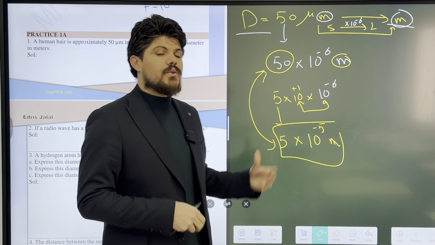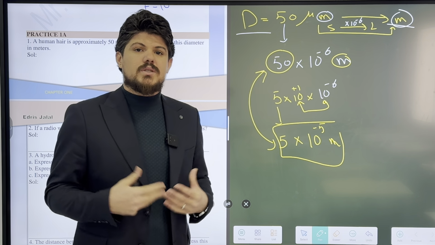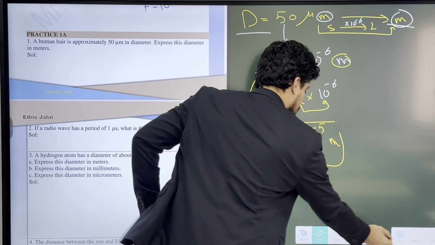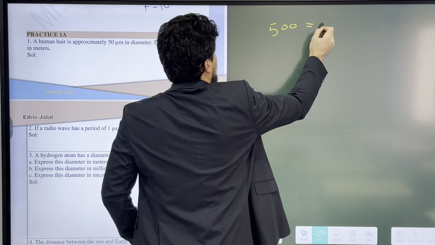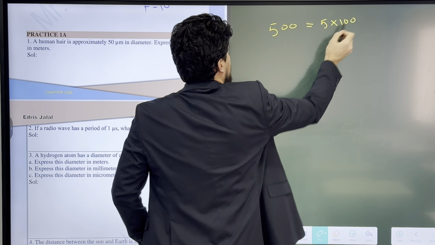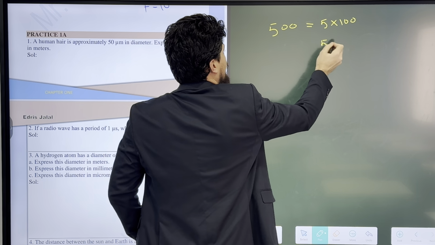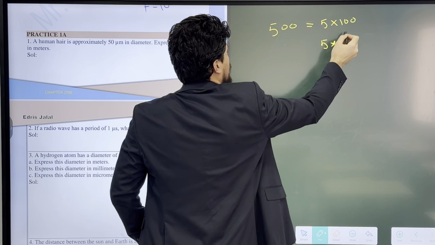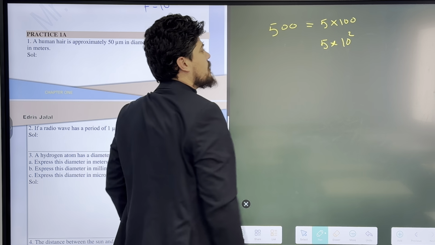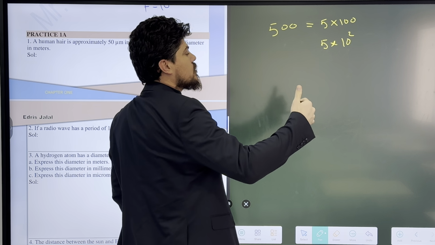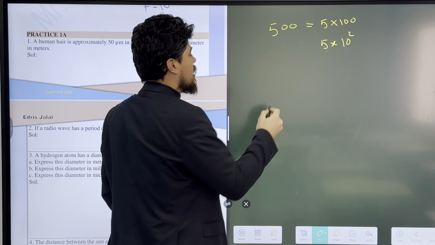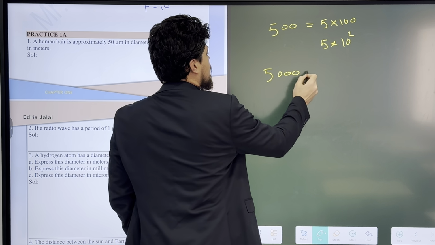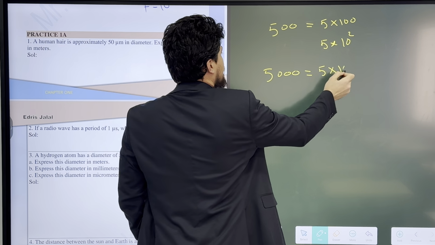In the case if you have 500, how can you convert 500 to the power? 500 is equal to what? It is equal to 5 times 100. Okay? So 100 is equal to what? If you convert to the power, it's going to be 10 power 2. Why? Because 10 power 2 means 10 times 10, and 10 times 10 is 100. 5,000 is equal to what? 5 times 1,000.